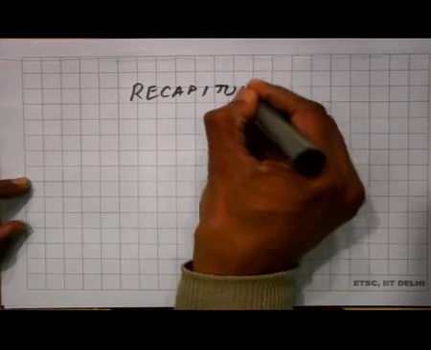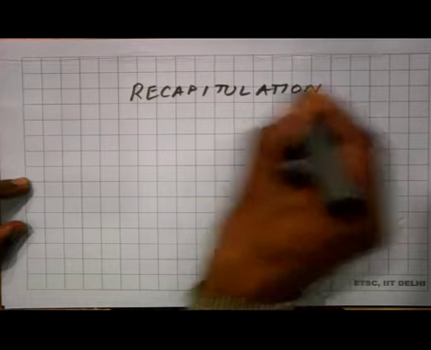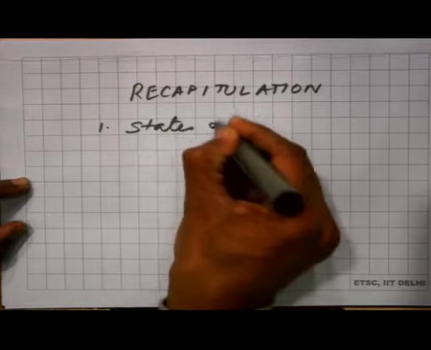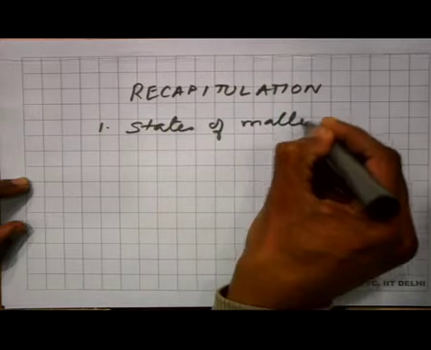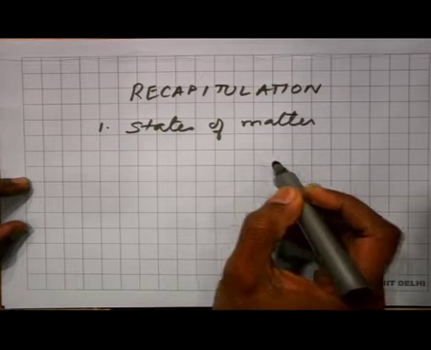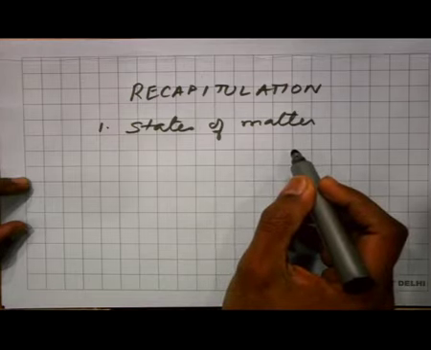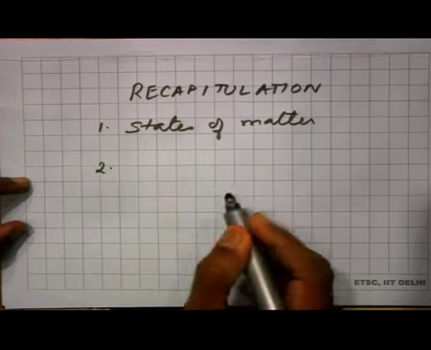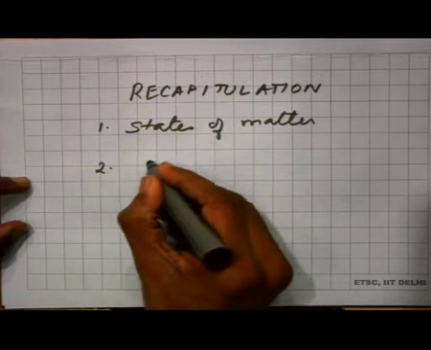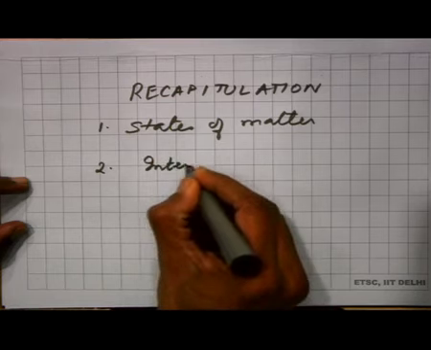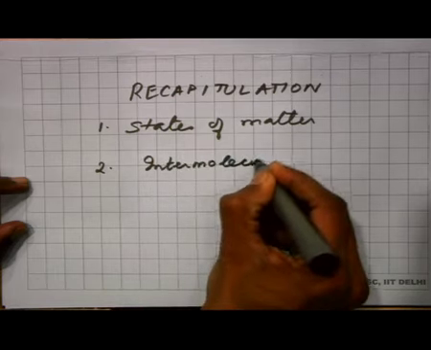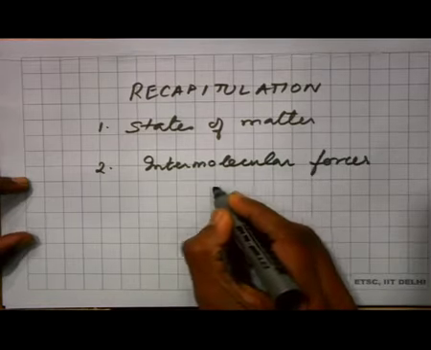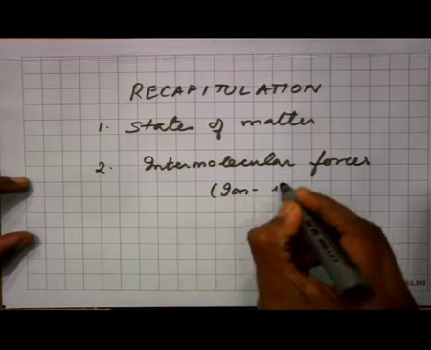Let us quickly recap what we did yesterday. We started off by saying about different states of matter, where we believe that we would be able to identify different chemical substances and their states of matter. We also started discussing about intermolecular forces, in which we discussed ion-ion interaction.